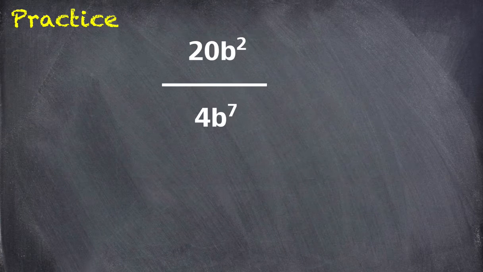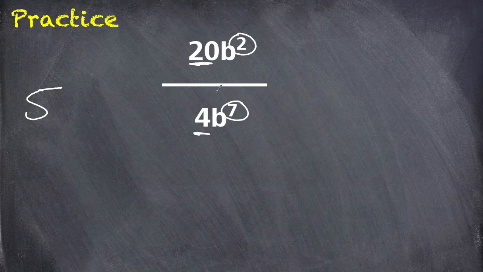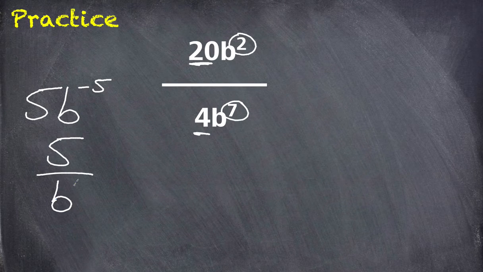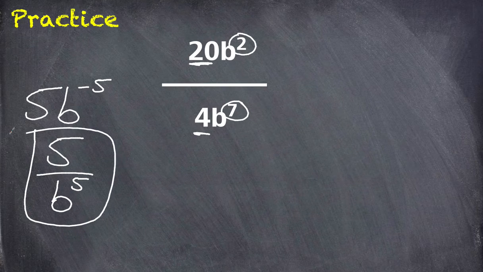Let's do another practice problem. So we're going to divide our coefficients, which we talked about in the other video. 20 divided by 4 is 5, and then we are going to subtract our exponents. 2 minus 7 is b to the negative 5th power. This 5 is not negative, so it remains on top as we put the b on the bottom with its 5th power. So this would be our answer right there.